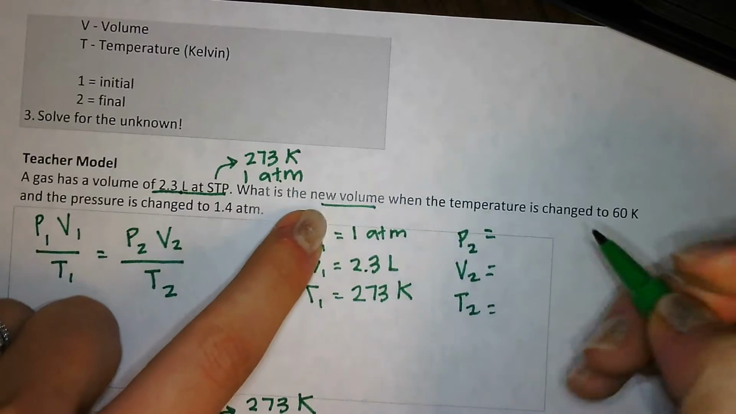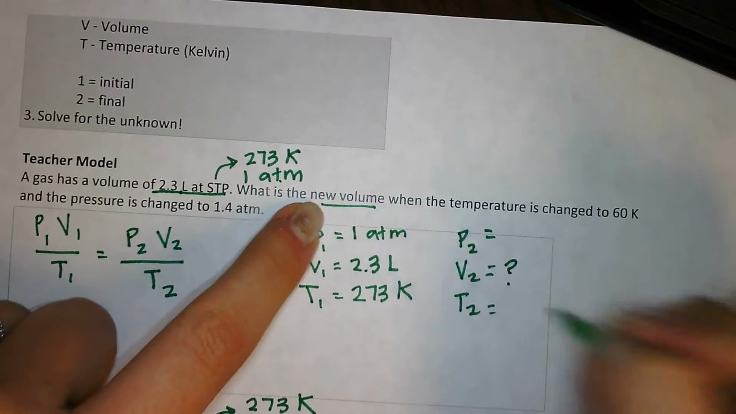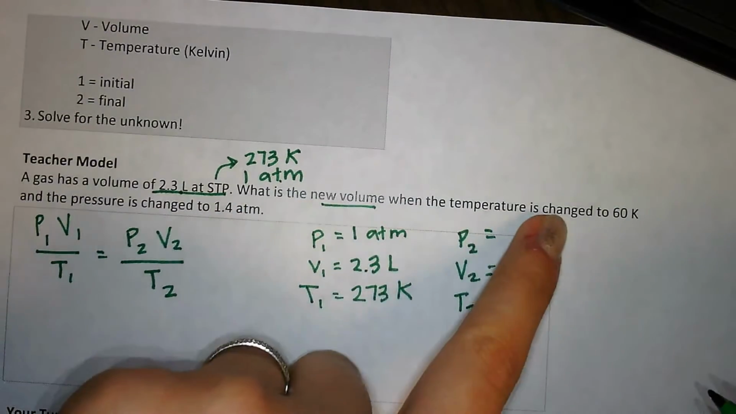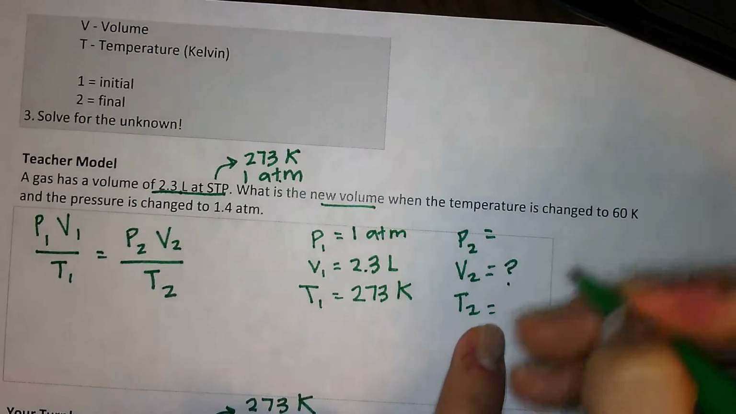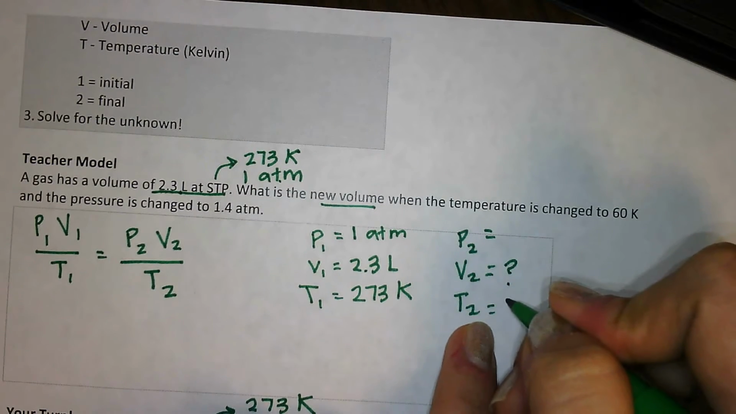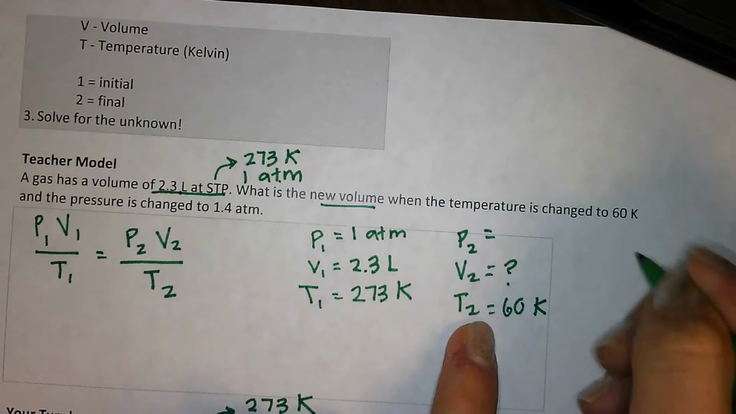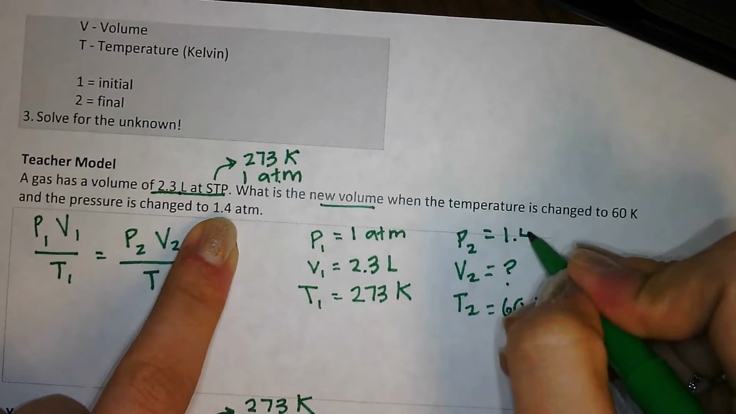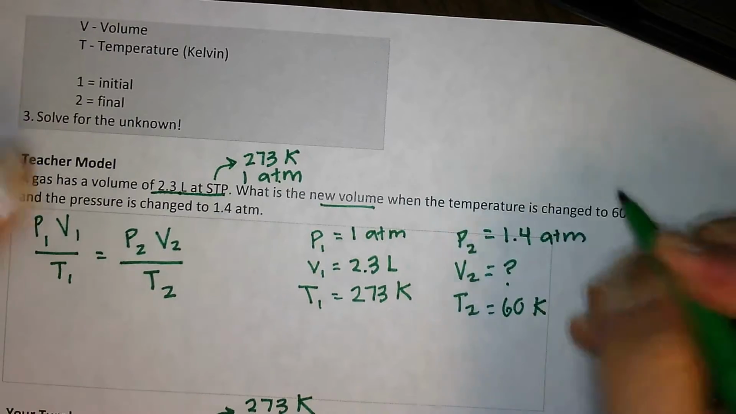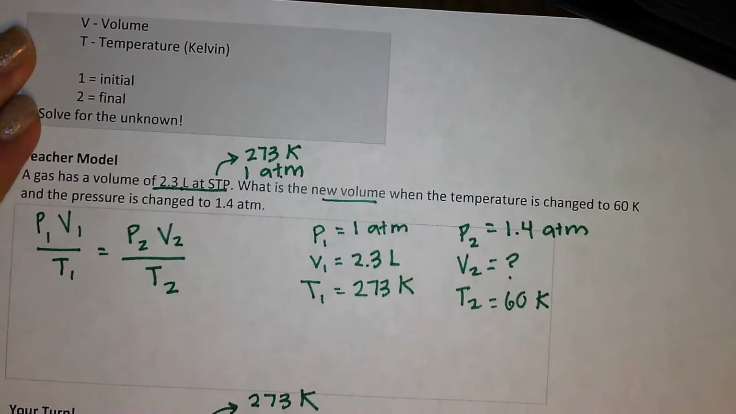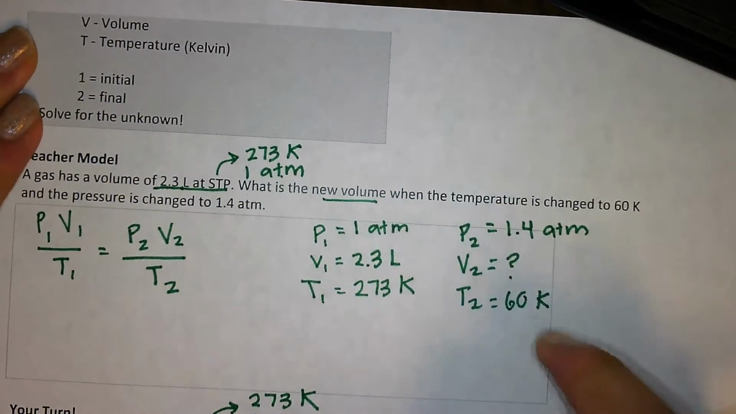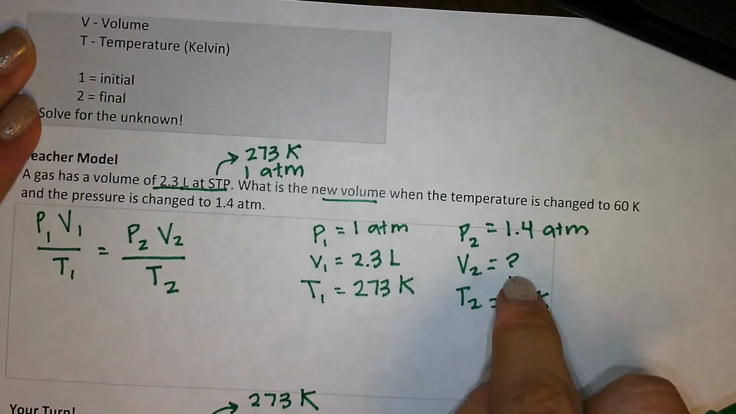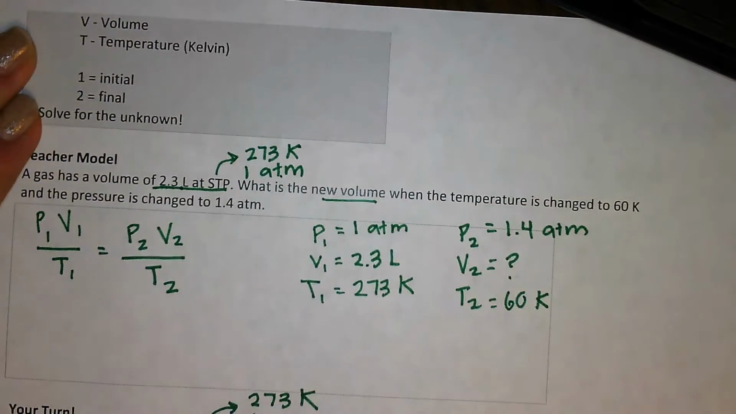They're asking me what is my new volume. So I don't know my final volume. When the temperature is changed to 60 K, so this is my final temperature here, 60 K, and the pressure is changed to 1.4 atm. Alright, so we had our initial values, and then we had our final values, and what we're trying to find is the new volume after these things are changed.